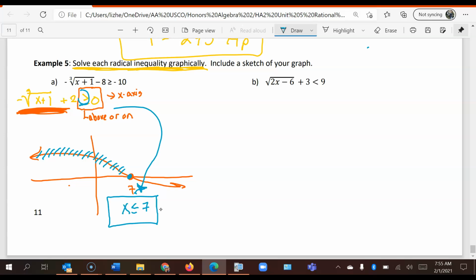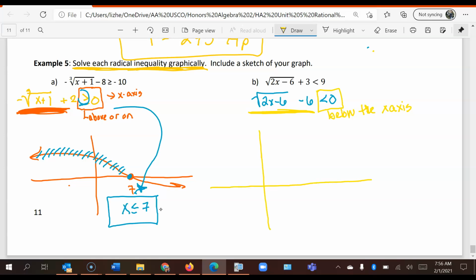Next one. We need to get the right side of our inequality 0. So I'm going to say that square root of 2x minus 6, subtract 9, and I have minus 6 is less than 0. So what does this mean? This means here's my graph, my line, whatever it's going to be, and I want to be less than 0. So we want to be below the x-axis. We're not even on the x-axis. There's no equals. It's just below. So now stick it in your graphing calculator. You're going to do it this time.